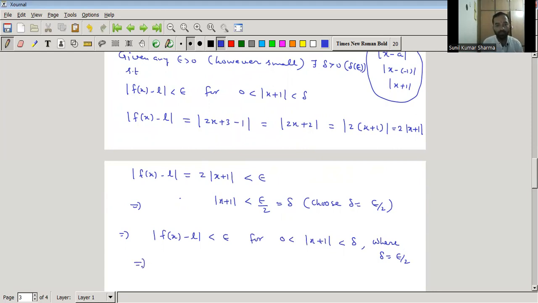So what is the meaning of this? This means that as x goes to minus 1, f(x) is equal to L. And what is f(x)? So limit x goes to minus 1 of 2x plus 3 is equal to 1.